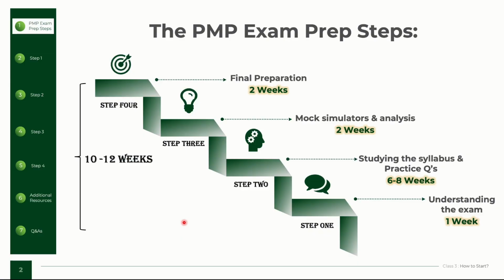Right, so this is the entire schematic plan of your PMP exam preparation, guys. Now overall this whole plan is based on the assumption that you are able to study about 2 to 3 hours on weekdays and about 6 to 7 hours on weekends. The more the better, but anyways, that's the minimum number of hours you need to clock to get this entire PMP exam preparation plan completed between 10 to 12 weeks. Now let's discuss the details of the PMP exam preparation plan.